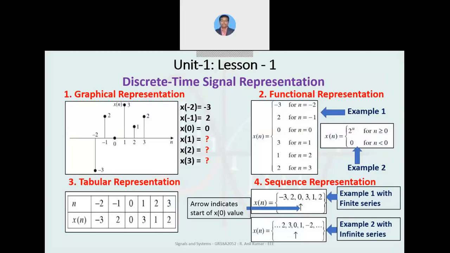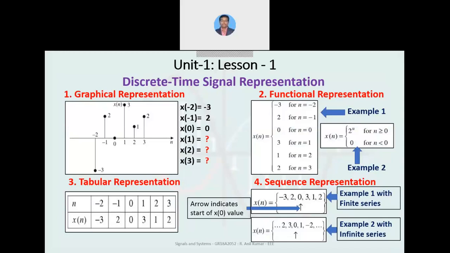And next, coming to tabular representation, consider the same graphical representation we have seen as an example. Here, for the n values, the x of n values are represented. I think you can easily write this tabular representation, as you do in mathematics for different values of x, what is the y value. Similarly, here we represented the tabular representation for different values of n, what is x of n.